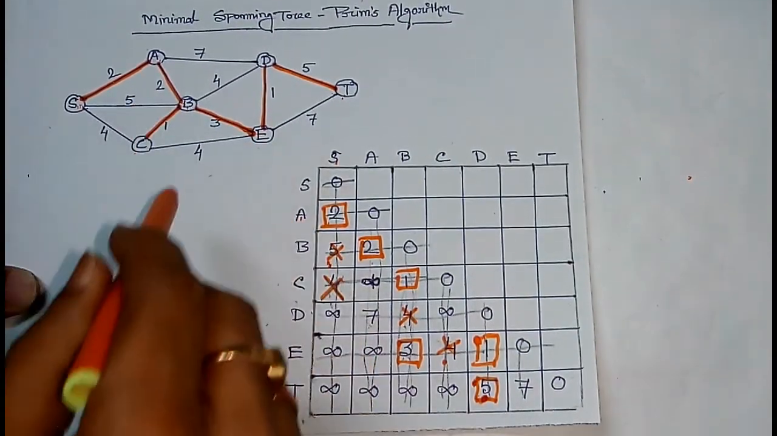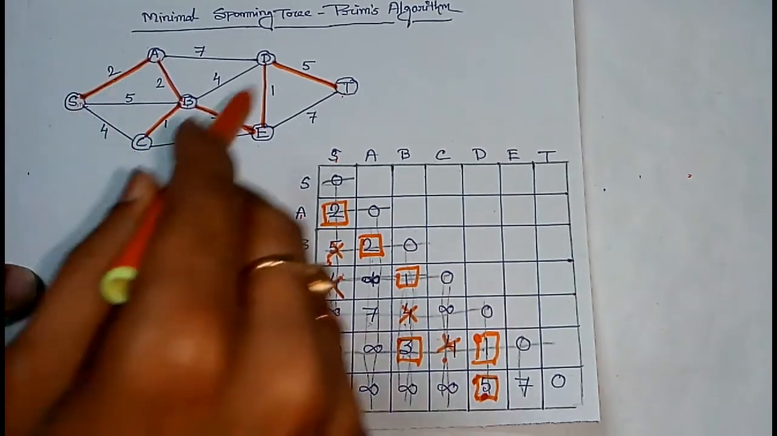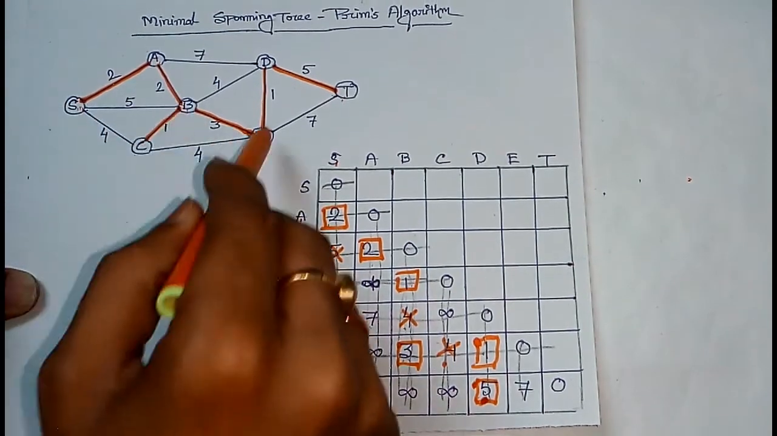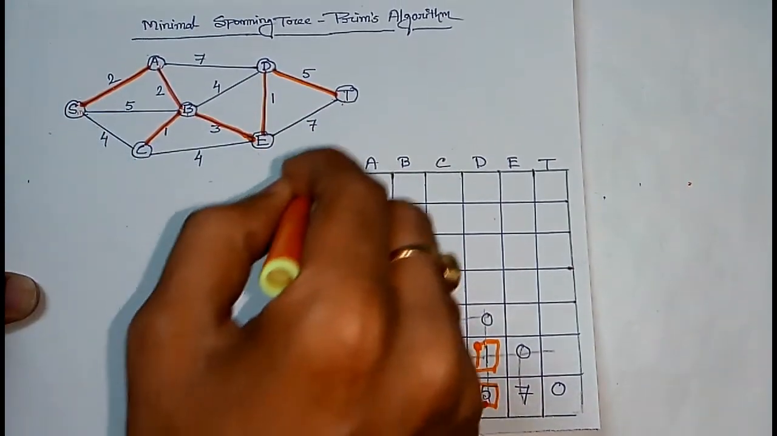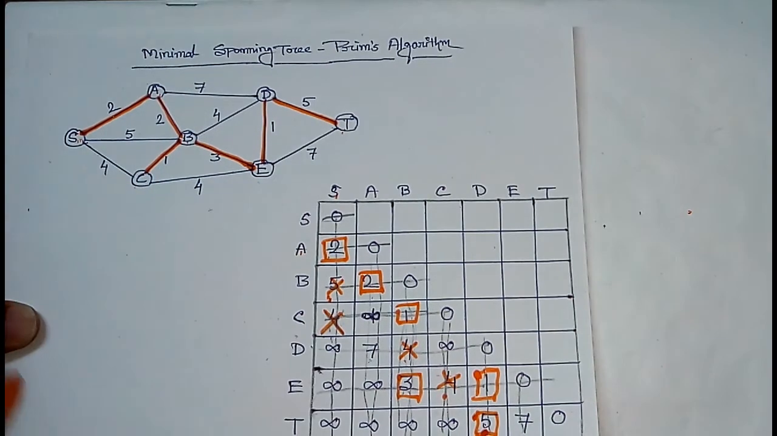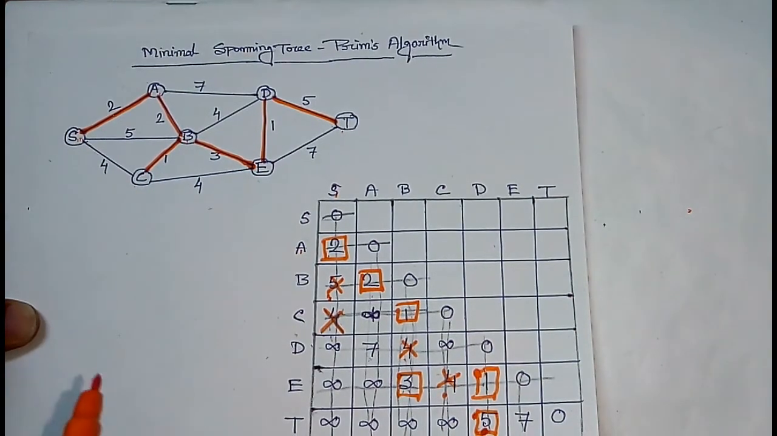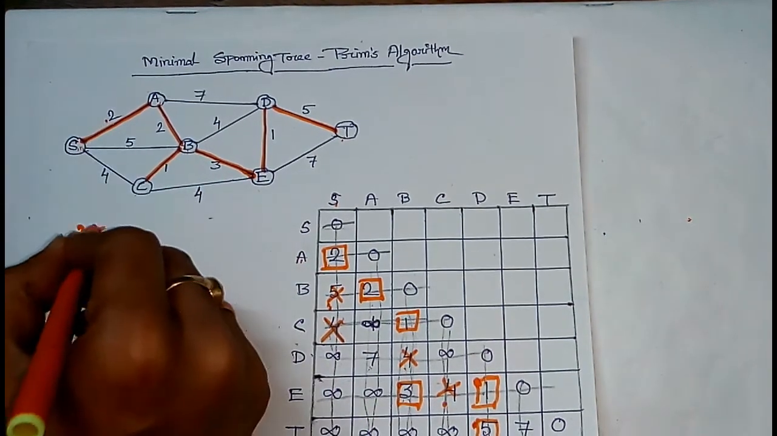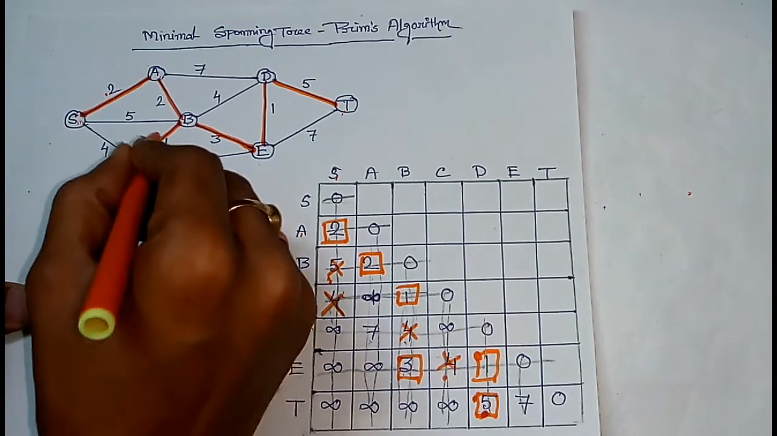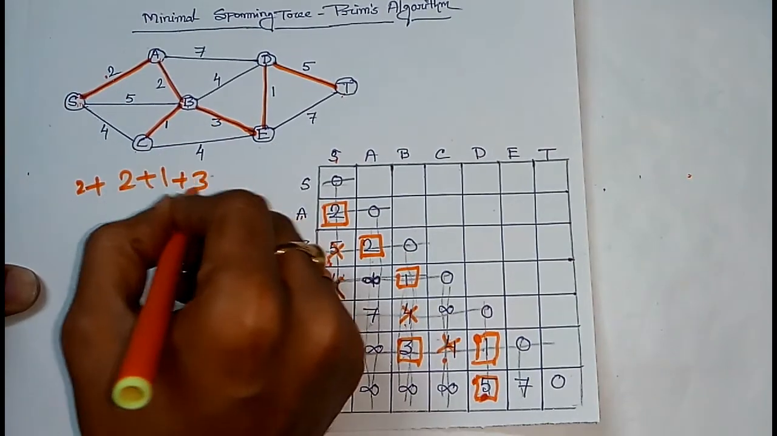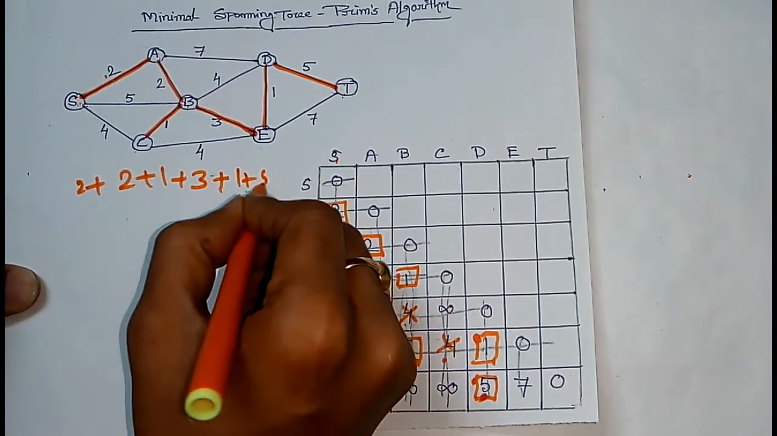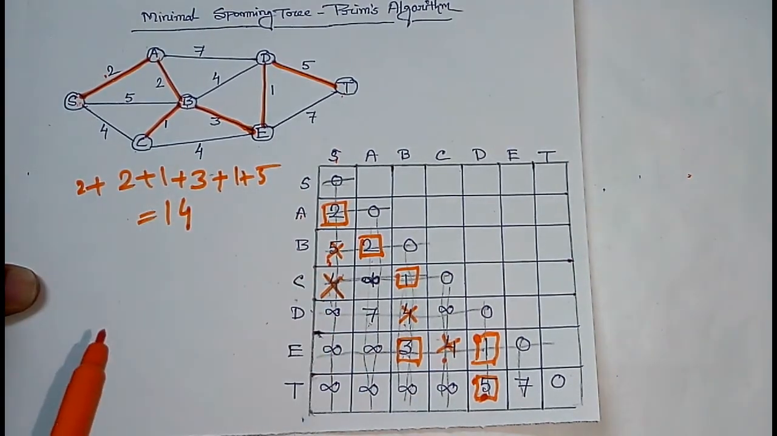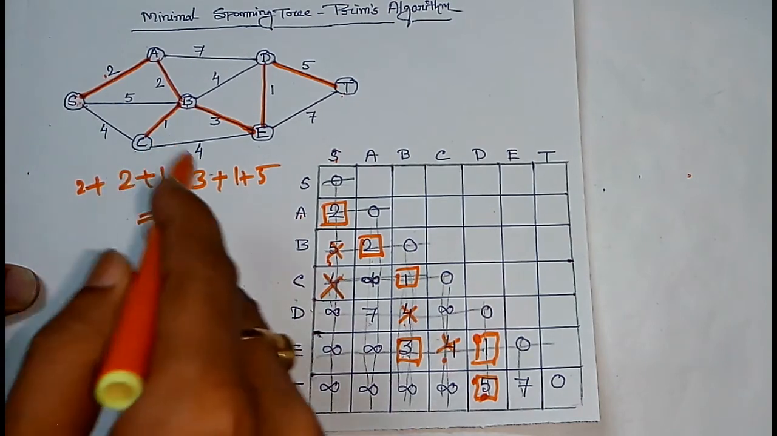So now we have a tree, and this tree contains 7 vertices and 6 edges. This one, 3, 4, 5, 6 edges. So this is the required minimal spanning tree. And what is the length of this minimal spanning tree? Here you see that the length is 2 plus 2 plus 1 plus 3 plus 1 plus 5, which is equal to 40. So this is the length of the minimal spanning tree, and the minimal spanning tree is given in the highlighted part.